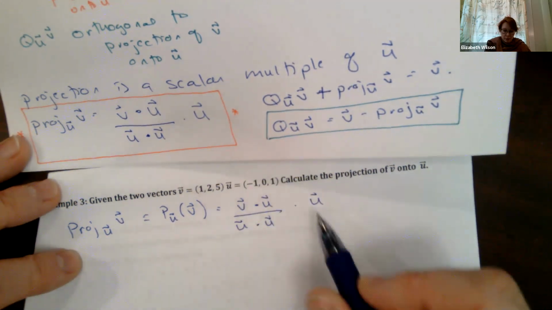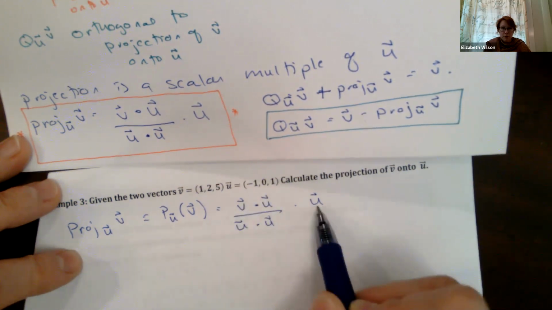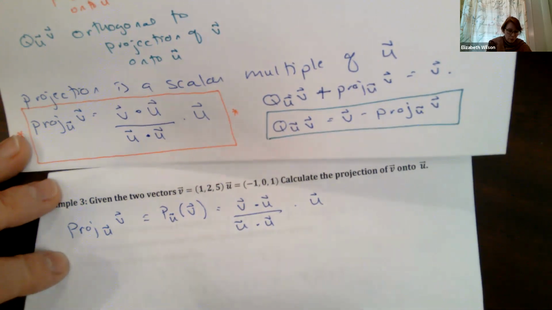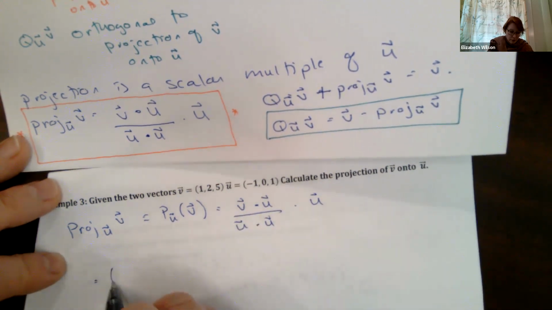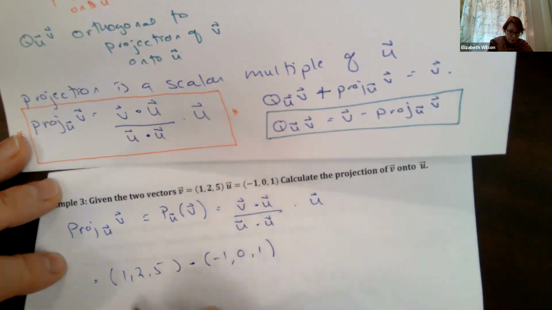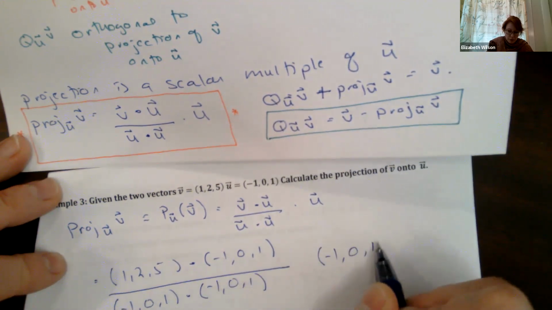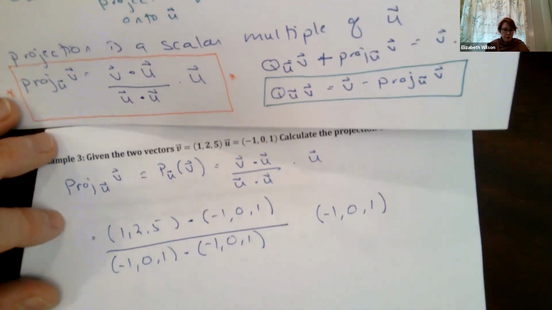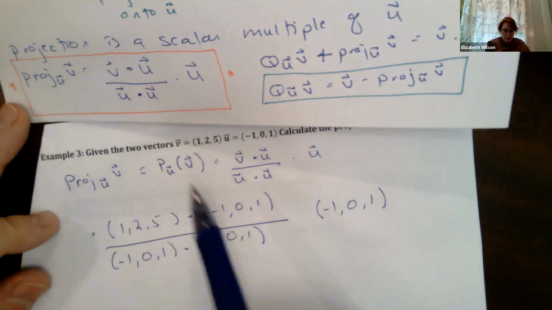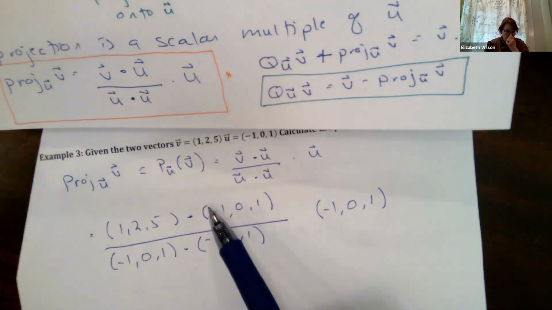This is a vector. When I do this, I'm going to get a vector output, because I've got a scalar multiplying what I'm projecting onto. So let's plug in what we have. This is going to look like v, which is 1, 2, 5, dot u, which is minus 1, 0, 1, all over u dot u, which is minus 1, 0, 1 dot minus 1, 0, 1, times my u, which is minus 1, 0, 1. I saw my projection formula, I wrote it down, and I'm going to plug in what I have because I'm doing v onto u. So I'm going to put those into the same spot.